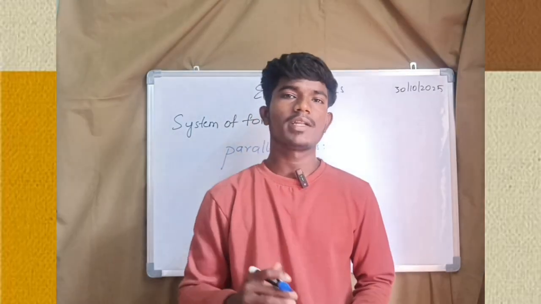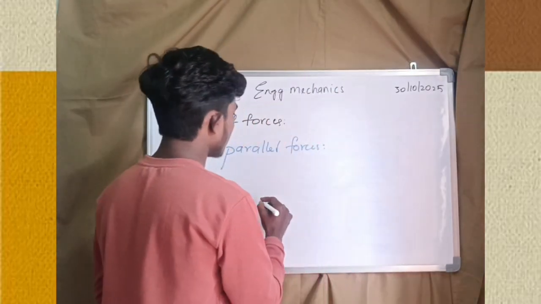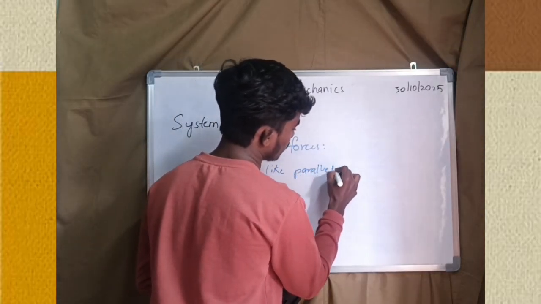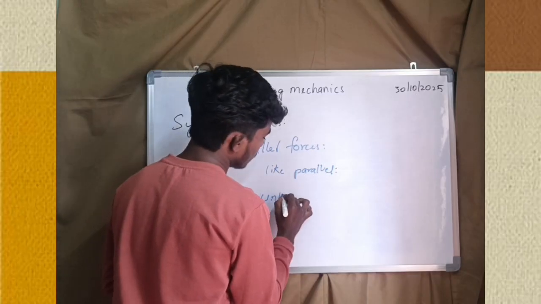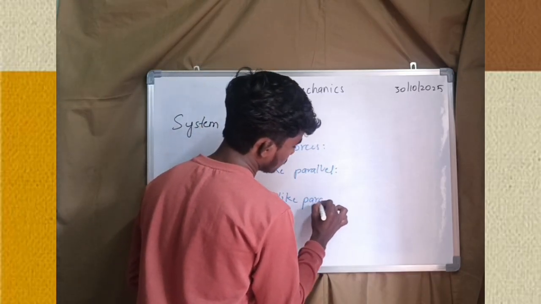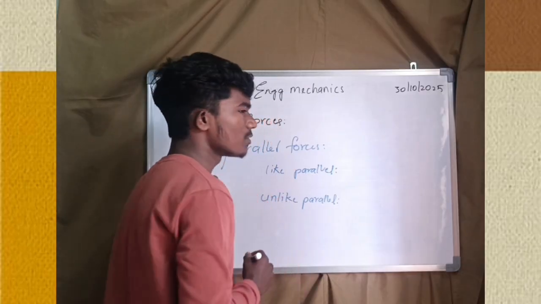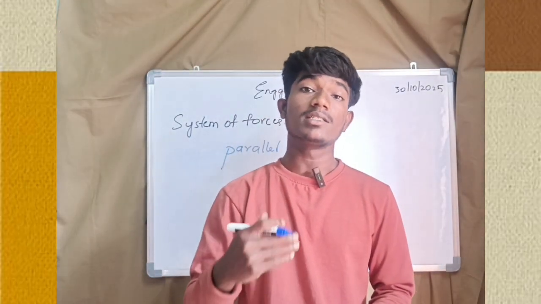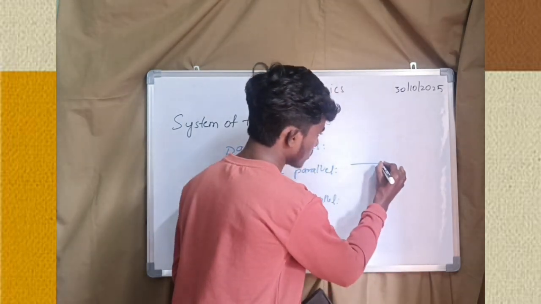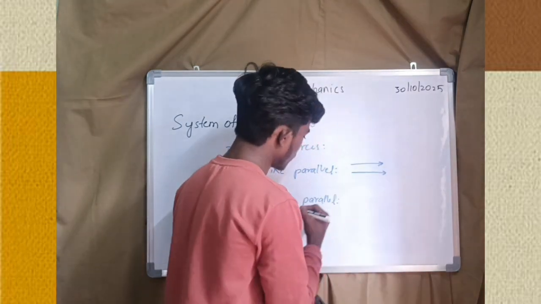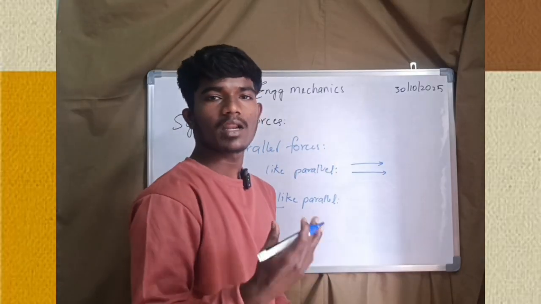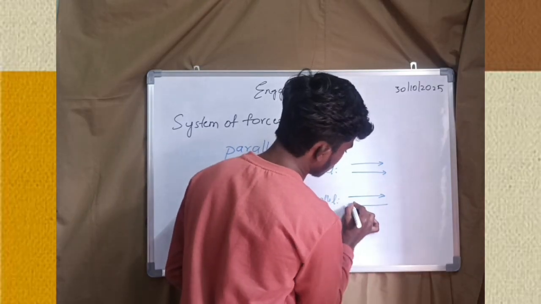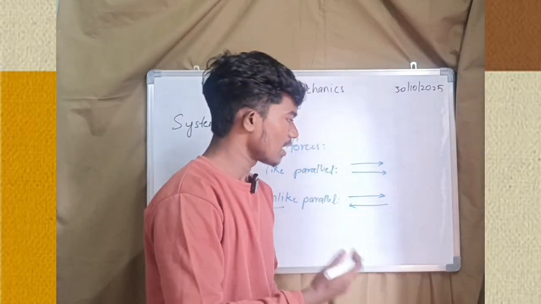Parallel forces are again classified into two: like parallel forces and unlike parallel forces. Like parallel forces are the forces whose lines of action are parallel to each other and in the same direction. And unlike parallel forces are the forces whose lines of action are parallel to each other and in the opposite direction.